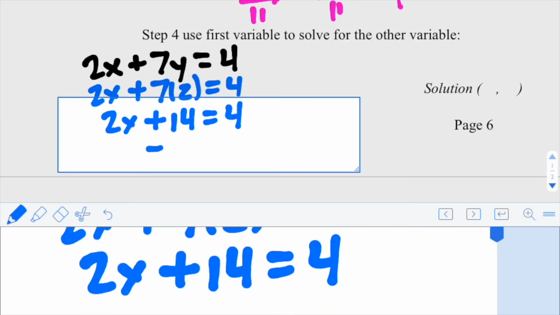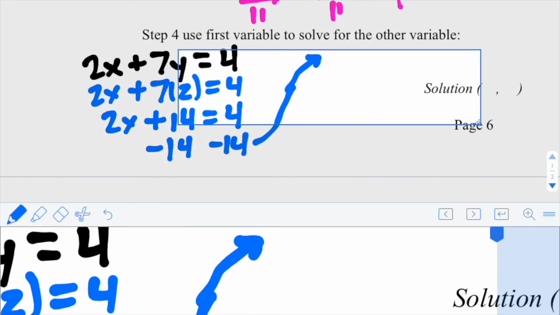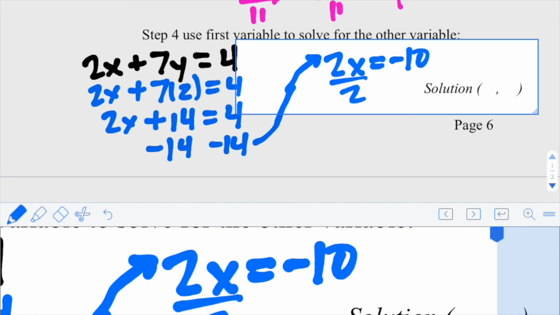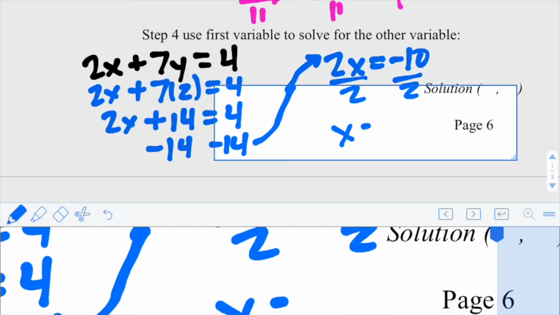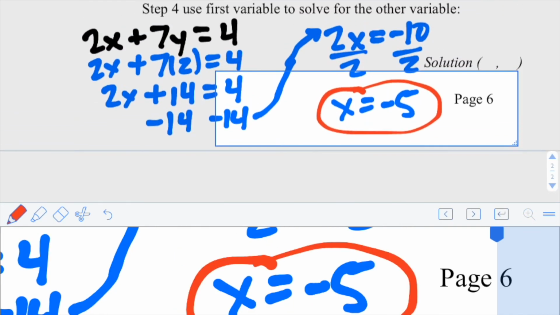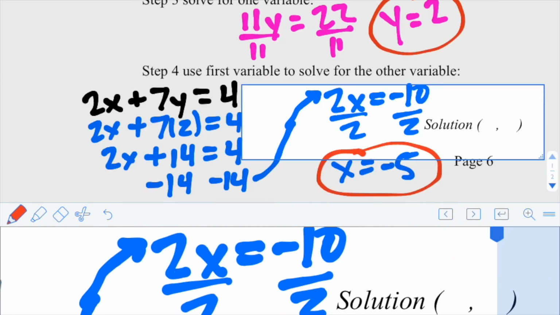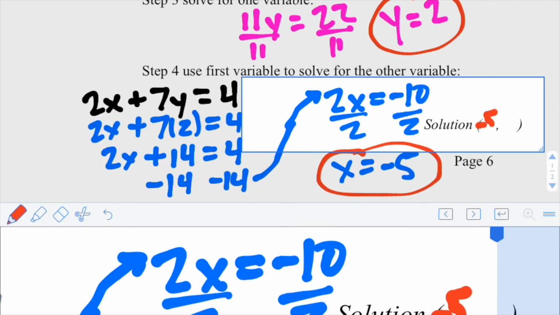We're going to subtract 14 from both sides. It's going to give us 2x equal to negative 10. Divide both sides by 2. That's going to give us x equals negative 5. And now we have our x, we have our y, so we can write our solution over here in our parentheses, negative 5, comma 2.